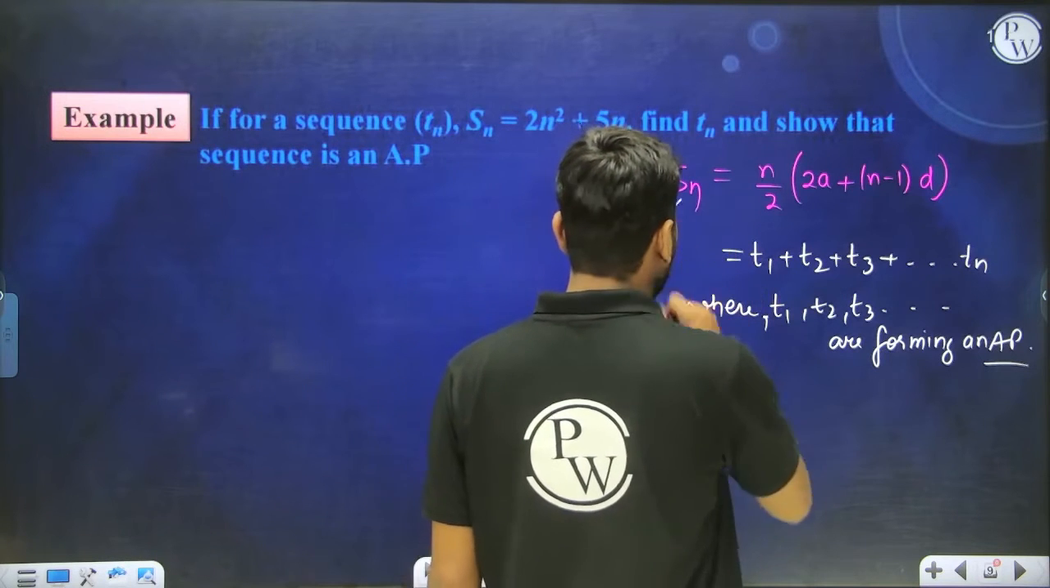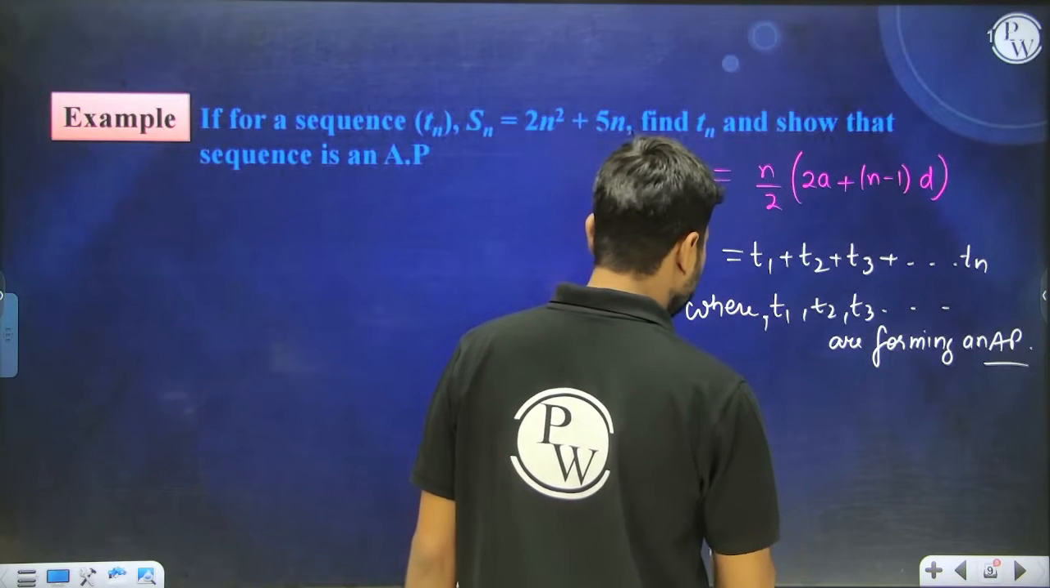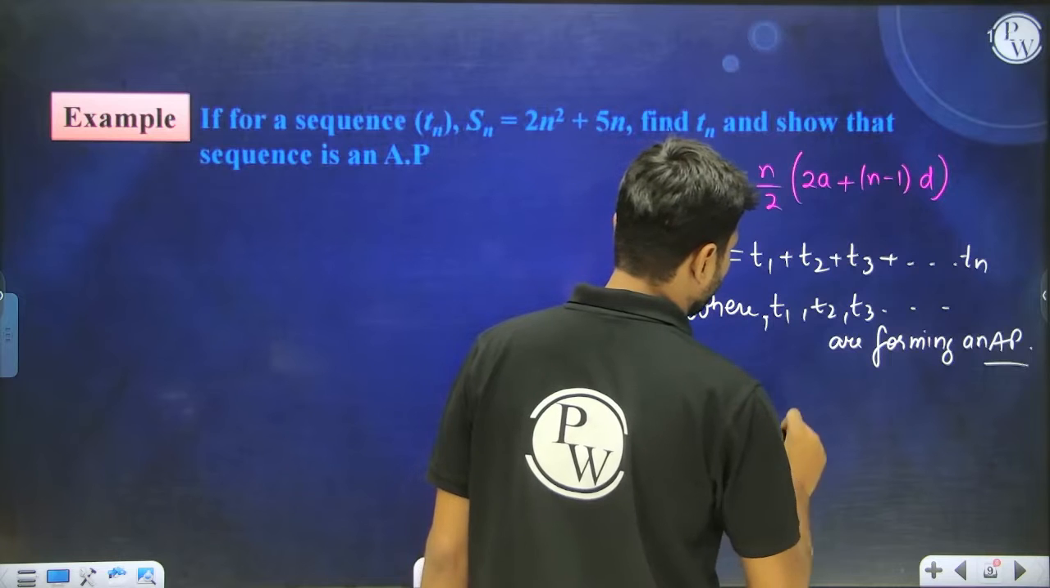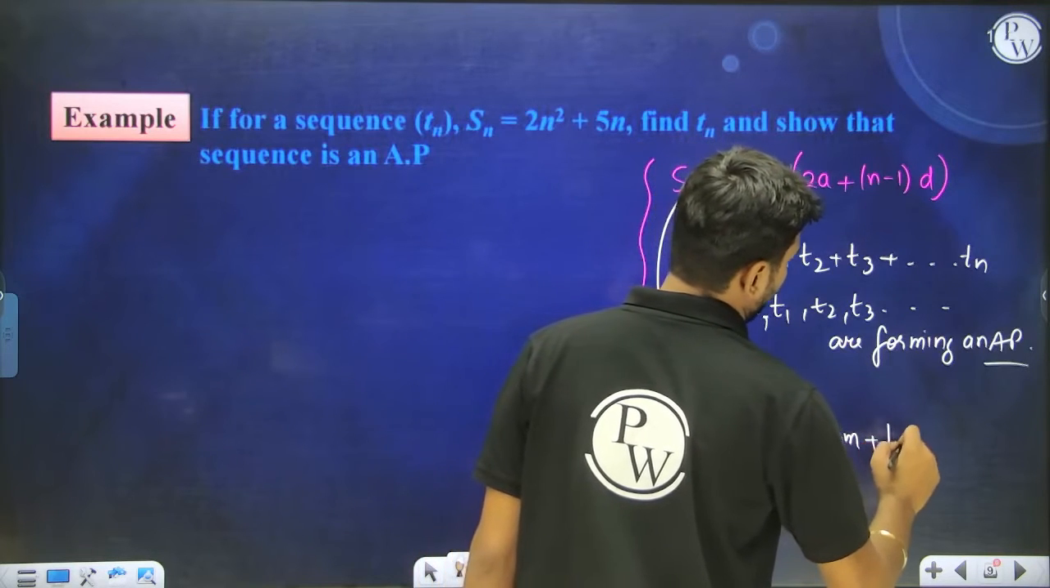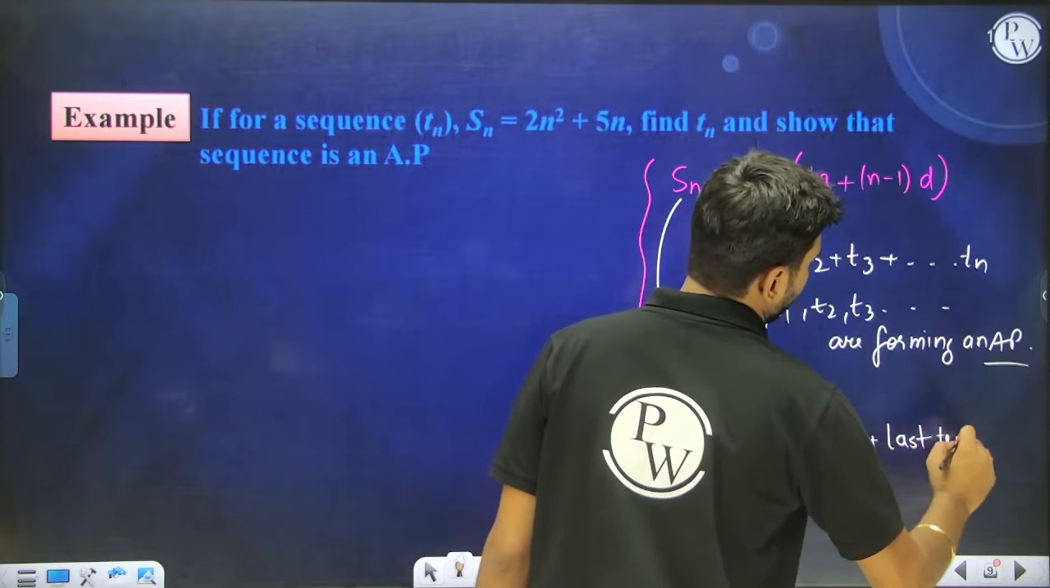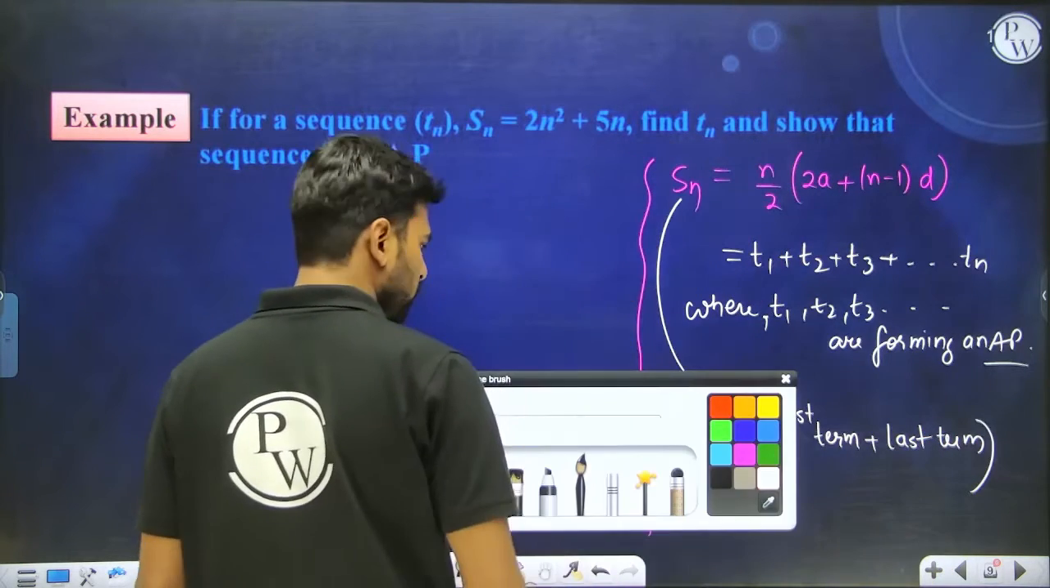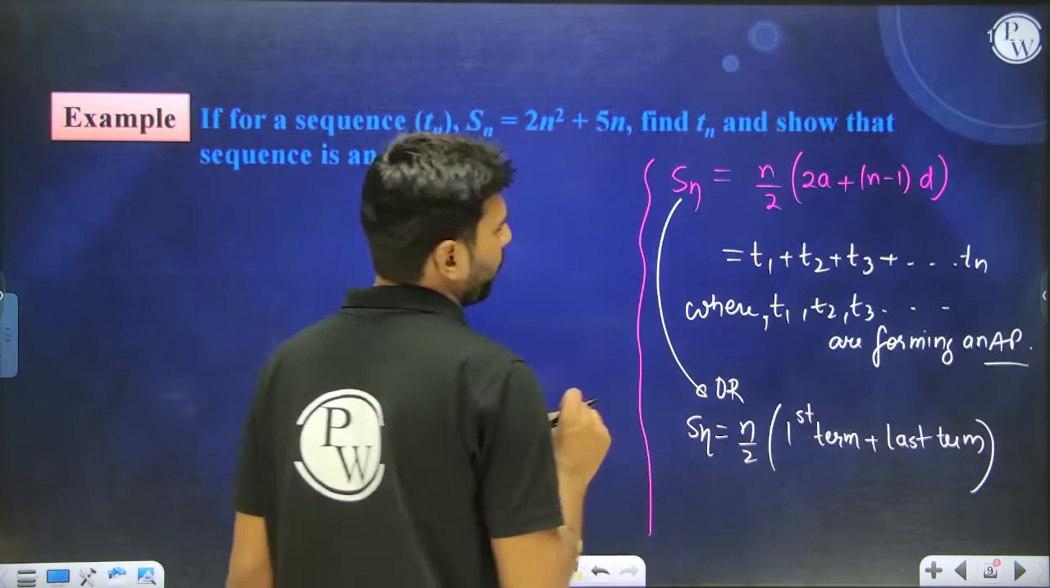Okay, another formula is Sn equal to n by 2 times (first term plus last term). I hope you guys are aware of this formula. Okay, so this is a very important thing.